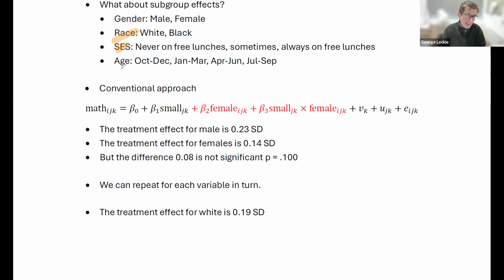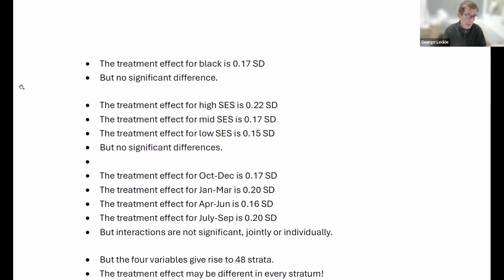Let's repeat for race, SES, and age. We can do that now. Treatment effect for white students is 0.19, and for black students it was 0.17. There's some rounding of decimal places, but effectively no significant difference, a smaller differential than the gender gap. SES, there is a gradient. For the most affluent students, or the ones who are never on free lunches at least, the benefit of being in a small class is 0.22 of a standard deviation, whereas it's only 0.15 if they are always on free lunches. But again, that's not significantly different.